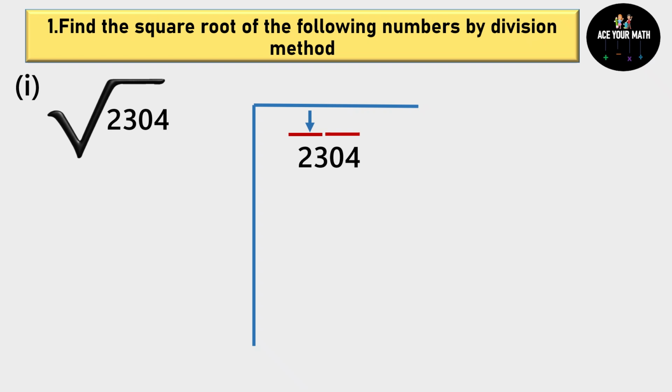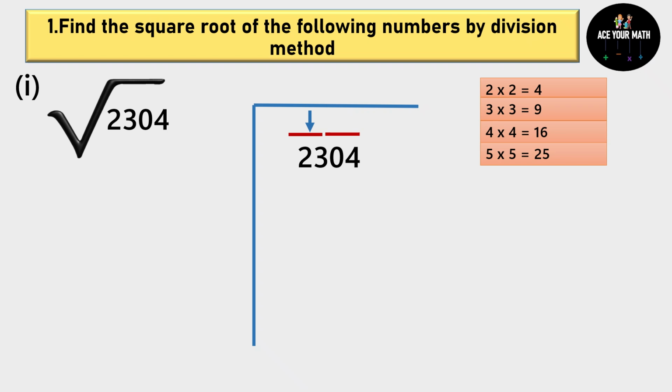Okay, so what we will do, we will write few squares here. See, 2 square is 4, 3 square is 9, 4 square is 16, 5 square is 25. So if you see 25 is greater than 23, it means you will consider 4 square. Okay, so what you will do now, you will write 4 at the top and 4 on the side. 4 fours are 16 you will write, and same 4 you will add on the left hand side, and 16 you will subtract from 23.